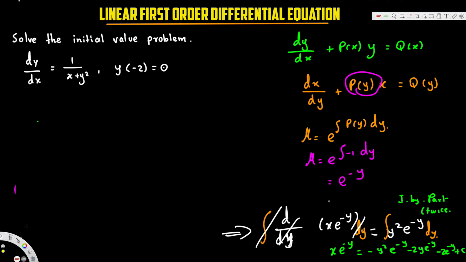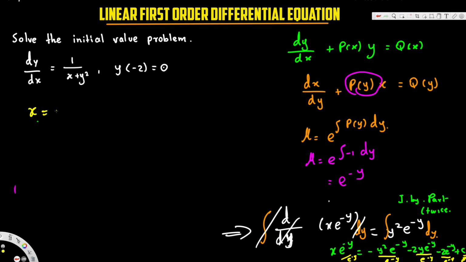Here we have to write everything in terms of x. Usually we do it in terms of y, but since we changed everything in terms of x, we have to have the final solution in terms of x. So to have this in terms of x, we have to divide everything by e power negative y, and c also divided by e power negative y. If you divide this one by e power negative y, that's going to be just x.